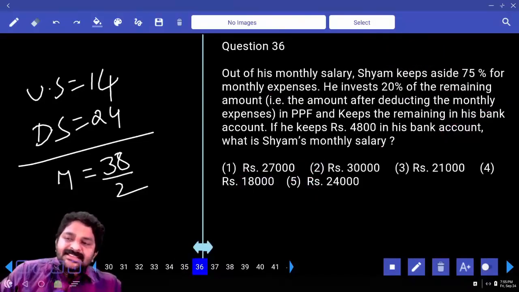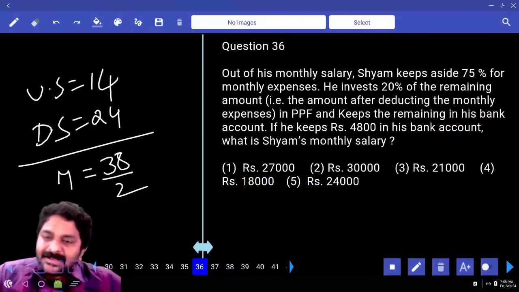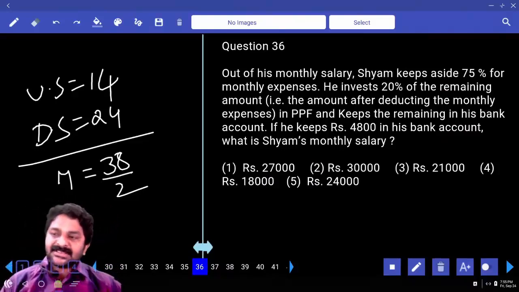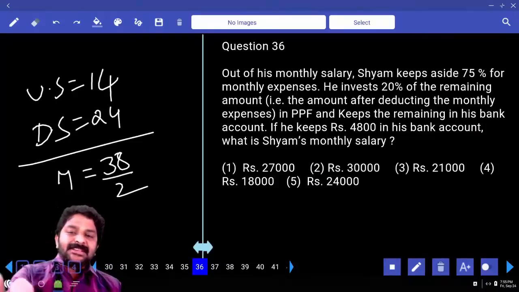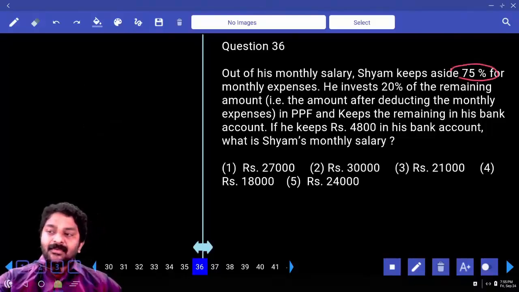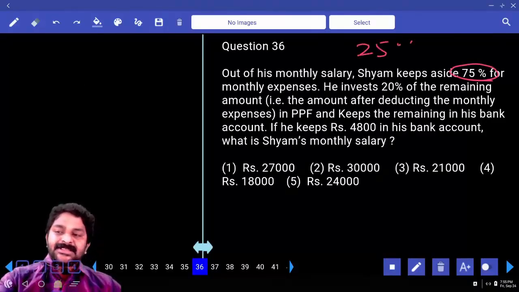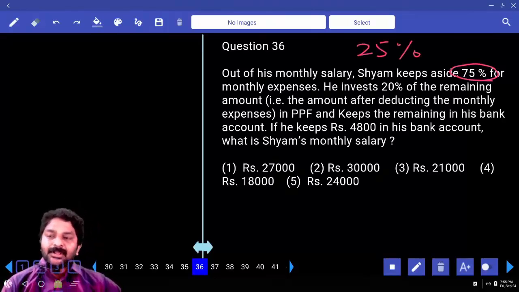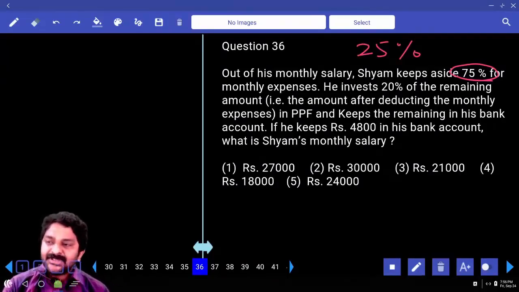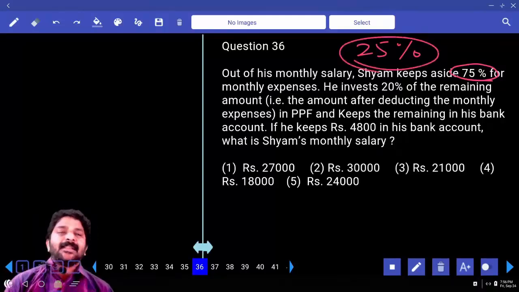Out of his monthly salary, Shyam keeps aside 75% for monthly expenses. He invests 20% of the remaining. How much is remaining now? When 75% is over, 25% is left. And out of this, he invests 20% of the remaining, that is the amount after deducting monthly expenses, in PPF and keeps the remaining. See, what is 20% of this number? 5. If 5 is taken out, how much is left?